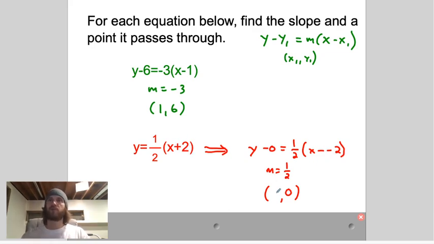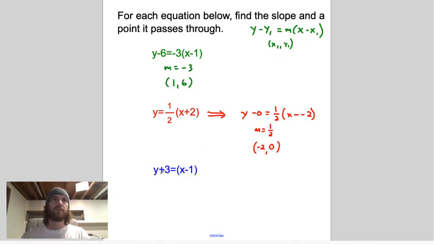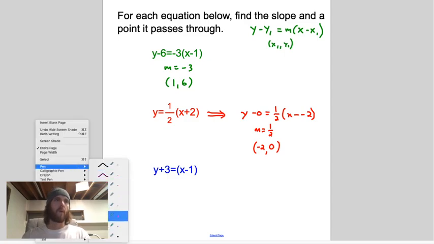So what are we subtracting? We're subtracting negative 2. If you look at the original equation, you're basically taking the opposite of what's present in the equation and putting it in there. That has to do with that minus sign. Okay, how about this one? Nothing is written for the slope. This one's a little funky.